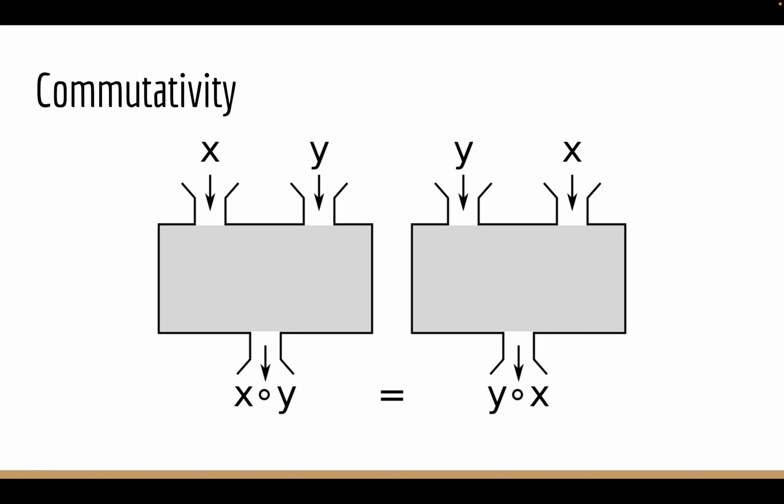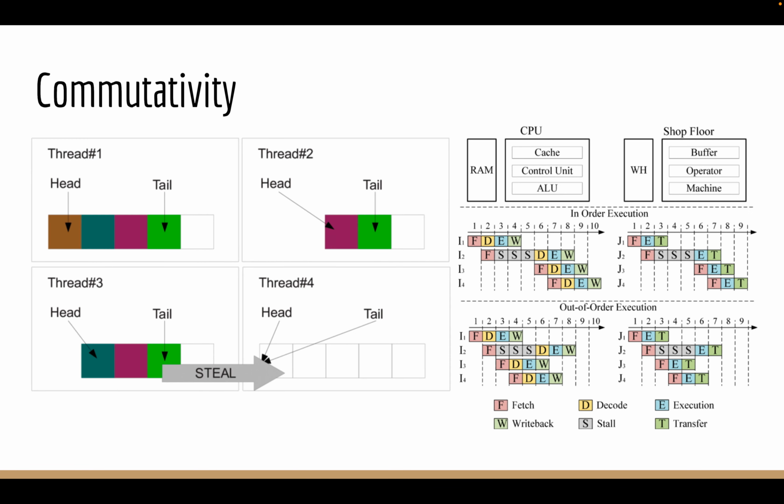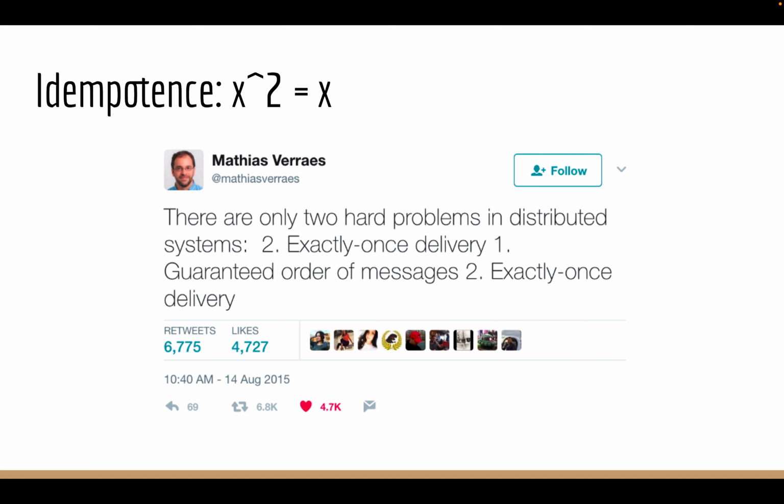Another useful property is commutativity, which basically allows us to reorder the arguments of the operator. And how useful could that be? Well, it's very often used in parallel programming for work stealing or out of order execution.